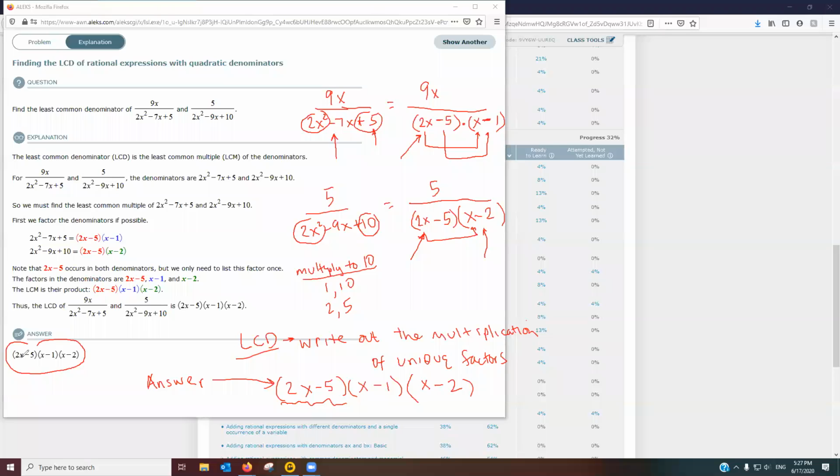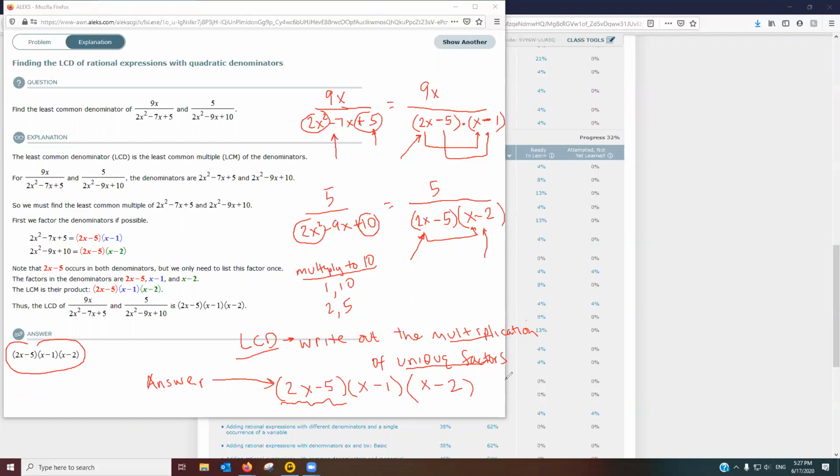So again, what we did is we factored the denominators as much as possible, and then we wrote out the multiplication of all the unique parentheses or the unique factors that we observed for each one of these two starting fractions.